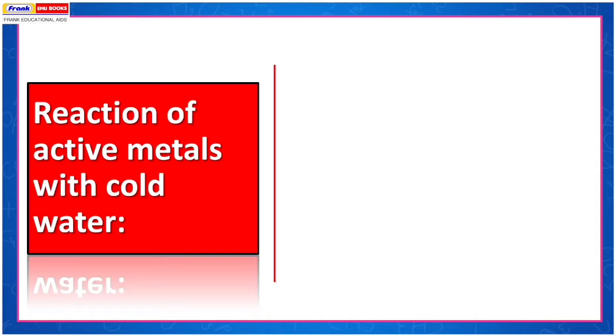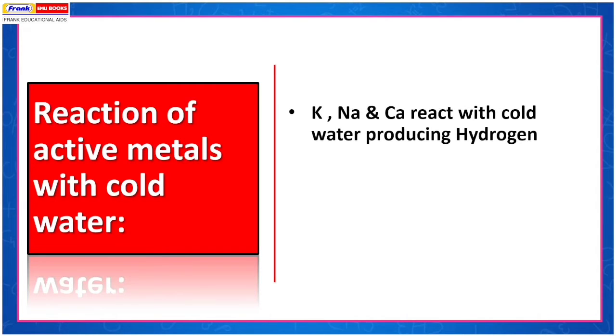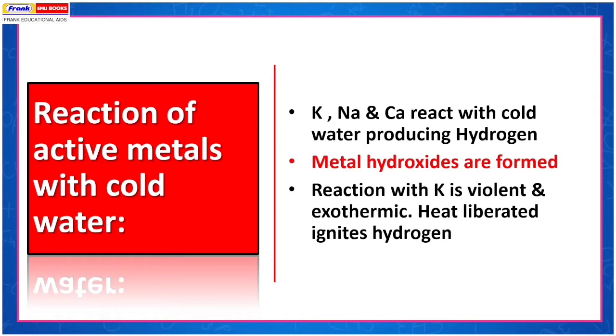Reaction of active metals with cold water. Potassium, sodium and calcium react with cold water, producing hydrogen. Metal hydroxides are formed. Reaction with potassium is violent and exothermic. Heat liberated ignites hydrogen.